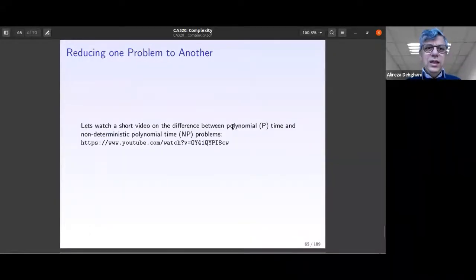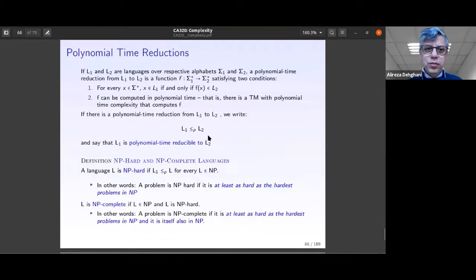Reducing one problem to another is the story of how we can reduce an NP problem to a P problem. Polynomial time reduction: if L1 and L2 are languages over respective alphabets sigma 1 and sigma 2, a polynomial time reduction from L1 to L2 is a function f such that for every x belonging to sigma star, x belongs to L1 if and only if f(x) belongs to L2. We discussed that previously. So that's the matter of how we can reduce a problem to a simpler problem.